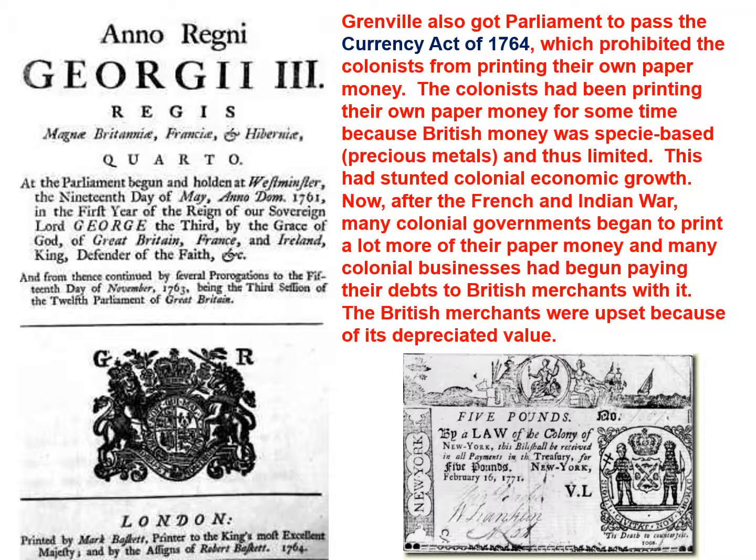And Grenville, however, wasn't going to stop there. He also got Parliament to pass the Currency Act of 1764, which prohibited the colonists from printing their own paper money. The colonists had been printing their own money for some time because British money was specie-based. That's like gold and silver or precious metals, and that meant that it was limited. And this limited money stunted colonial economic growth.